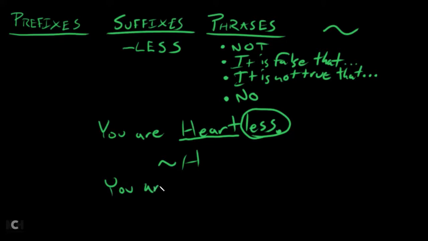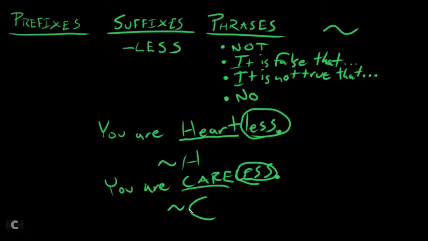If I say you are careless, then we got a suffix less. Let's take C there. In the positive form, we'd say something like you care or you are caring. That's what C would mean. So sometimes the exact grammar switches around a bit. But on the other hand, you are careless. Do you care? You do not care. You are careless. That's what this would mean. So we can have suffixes where it indicates a negation. The main and only real suffix in English is less.